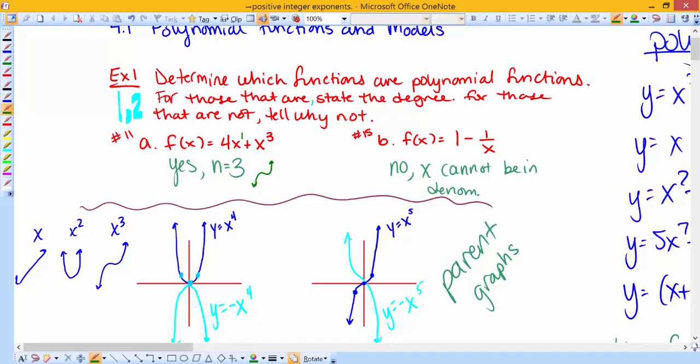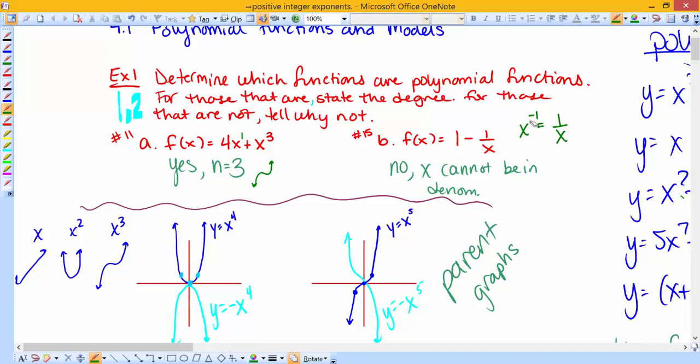For B, this is not a polynomial because I see this x in the bottom, and the only way x can be in the denominator is if it had a negative exponent. So we need to remember x to the negative 1 is 1 over x, and that exponent would not be positive, and this would end up being a rational function, which is not continuous. There are asymptotes that stop that graph from continuing on from negative infinity to infinity.